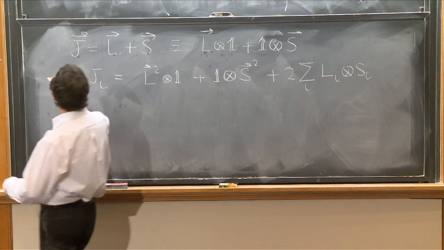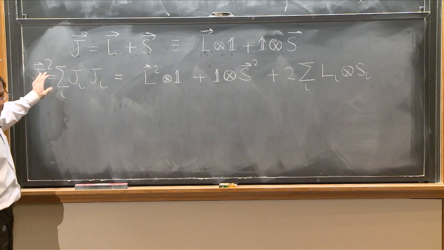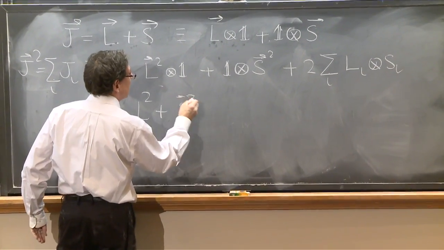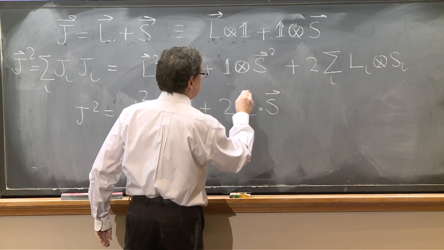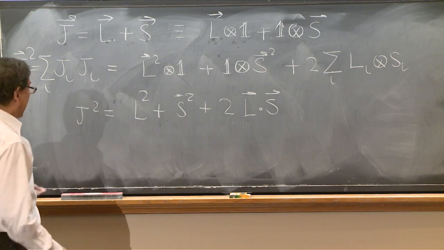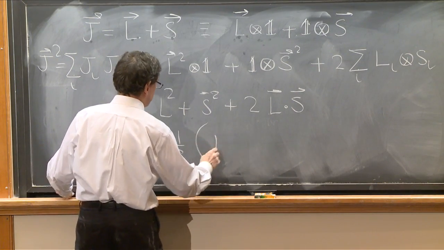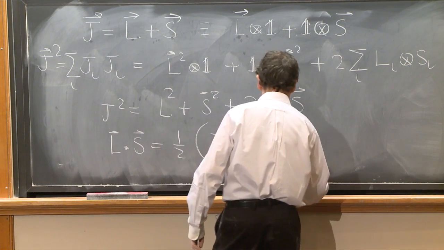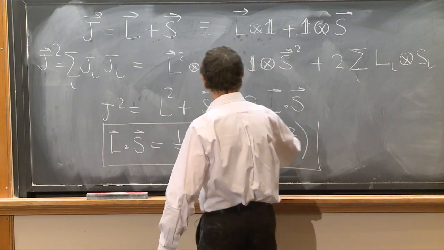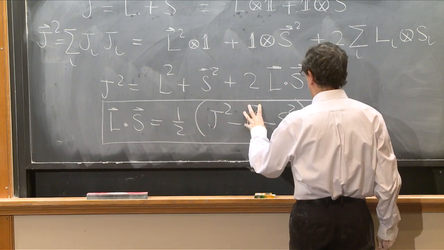This is sum over i. This is J squared. So basically, what I'm saying is that J squared naively is L squared plus S squared plus our interaction 2L dot S, defined properly. So L dot S is equal to 1/2 of J squared minus L squared minus S squared. And that tells you all kinds of interesting things about L dot S. Basically, we can trade L dot S for J squared, L squared, and S squared.